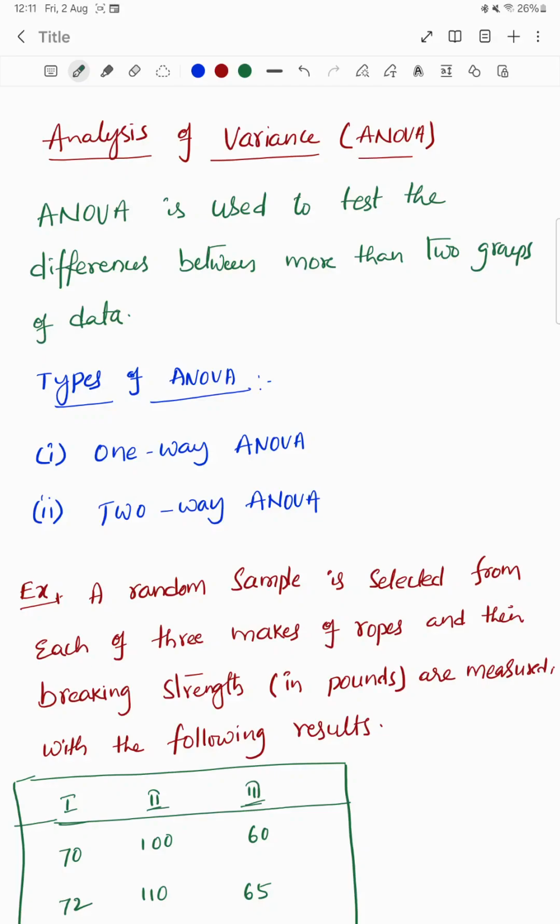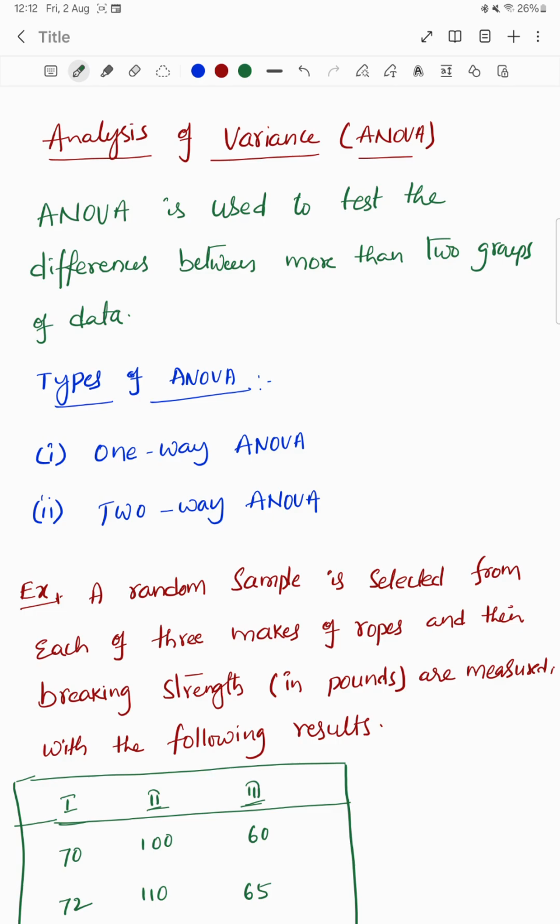And the objective of ANOVA is to test the differences between three or more groups which are there in a particular data set. So we can test whether the means of all three or more samples are equal or significantly different.